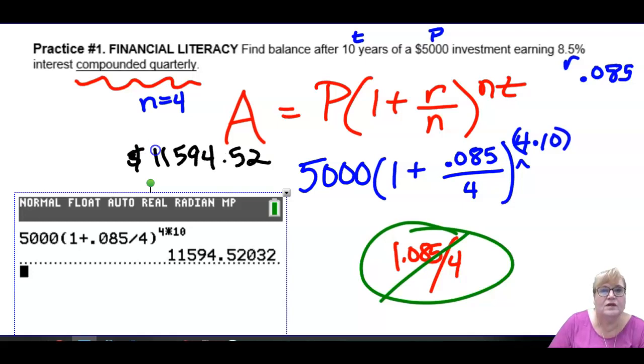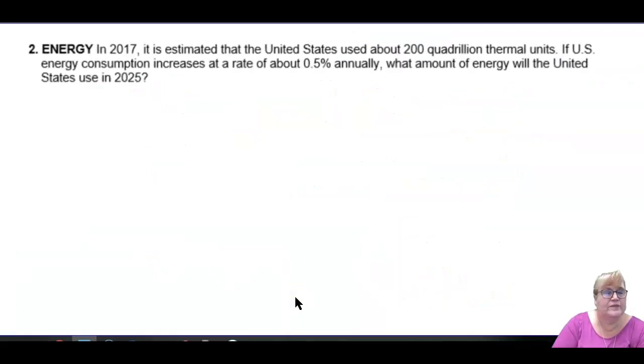11,594.52. All right, again, nobody's getting 8.5% interest. It used to be that way, but not for years now. All right.